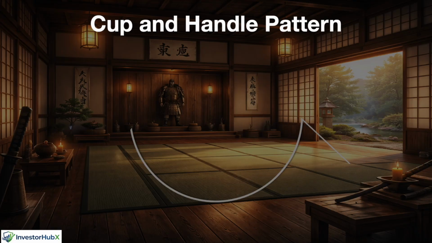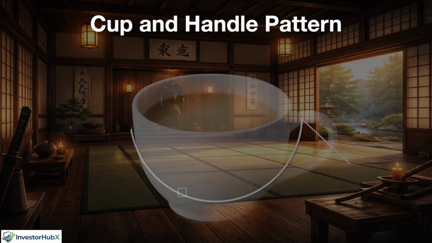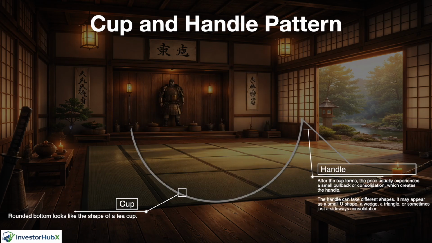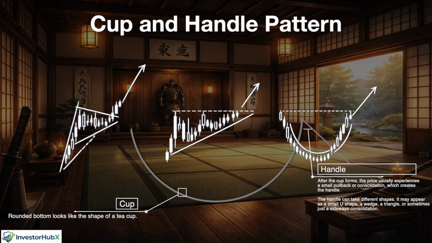This is the cup and handle pattern. It has a rounded bottom that looks like the shape of a teacup. After the cup forms, the price usually experiences a small pullback or consolidation, which creates the handle. The handle can take different shapes. It may appear as a small U shape, a wedge, a triangle, or sometimes just a sideways consolidation.